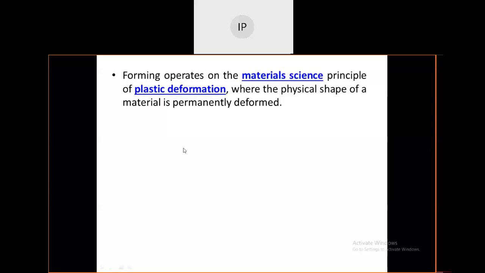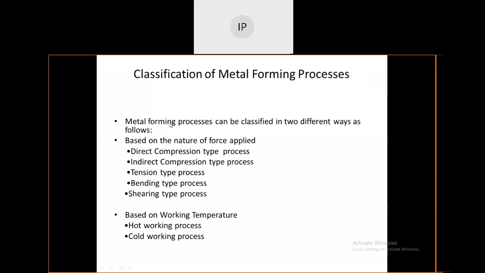Okay, next we move to the classification of metal forming processes. This is a most important concept. The metal forming process can be classified in two different ways: based on the nature of force applied and based on working temperature. This working temperature plays the most important role here. This we will see later.